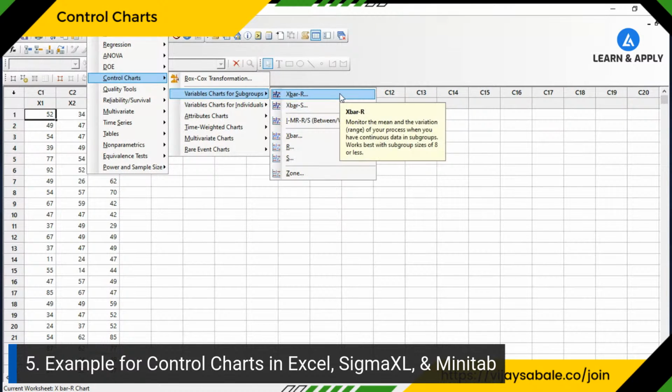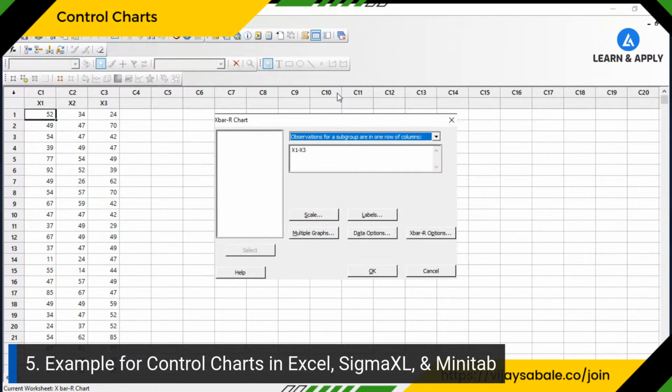We can also see why we need to select that. Monitor the mean and variation, which is a range because the subgroup size is less than 8, of your process when you have continuous data in subgroups. Works best with subgroup sizes of 8 or lesser. Right? So select this option.